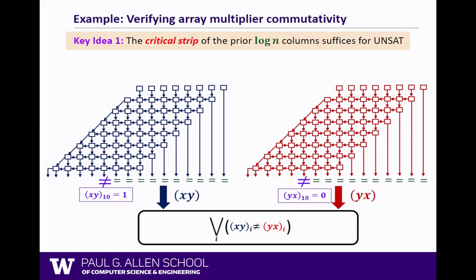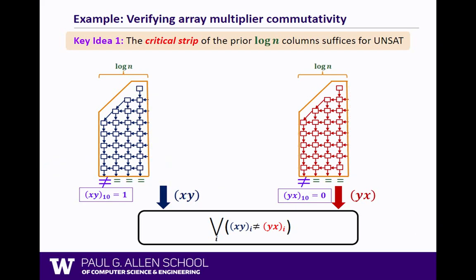The first key idea is that all we need for our formula to be unsatisfiable is what we call a critical strip of the prior log n columns in our multiplier. So what we can do is just focus our attention on that narrow strip, and throw away almost all of the constraints. This instance will still be unsatisfiable. So this is clearly a major simplification of our problem. We've eliminated almost all of our multiplier, and we've reduced our problem to proving that this smaller instance is unsatisfiable.